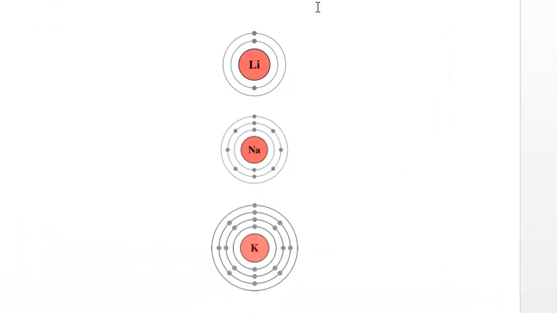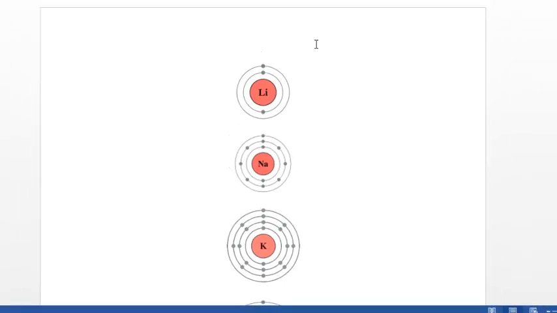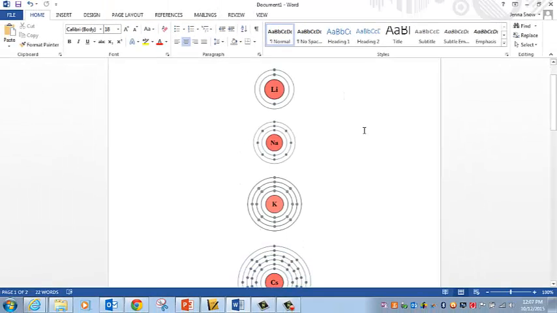So here you can see that we have the alkali metals, which is group 1 of the periodic table. So we go lithium, sodium, potassium. What I would like for you guys to see is that as you move down the periodic table, notice how the shells increase. So lithium is in the second period of the periodic table and has 2 shells.